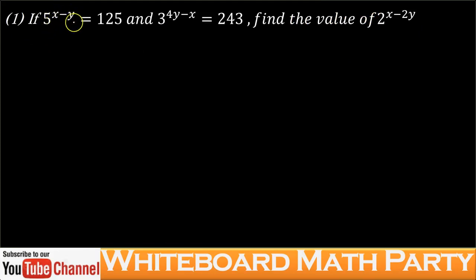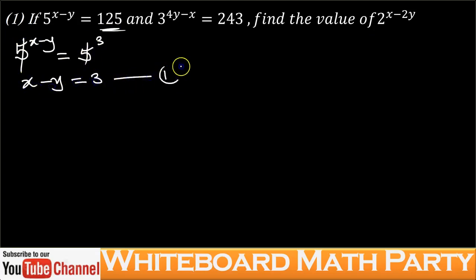Now for the part where we have 5 to the power of x minus y. See, I can actually express 125 as 5 to the power of 3. So I can do something like this. 5 to the power of x minus y is equal to 5 to the power of 3, which is 125. And if I break this down by removing the powers, you see that I'm left with the equation x minus y is equal to 3. We can decide to call this our first equation, which is equation 1.